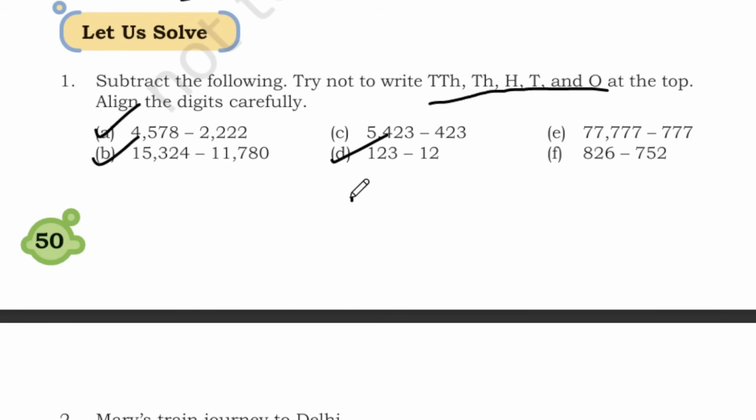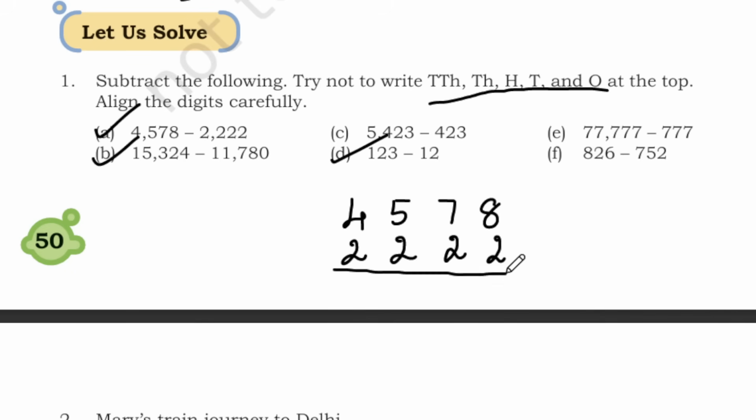So first, 4,578. Next, 2,222. Okay, I'm going to subtract this. So 8 minus 2 is 6. 7 minus 2 is 5. 5 minus 2 is 3. 4 minus 2 is 2. So 2,356.